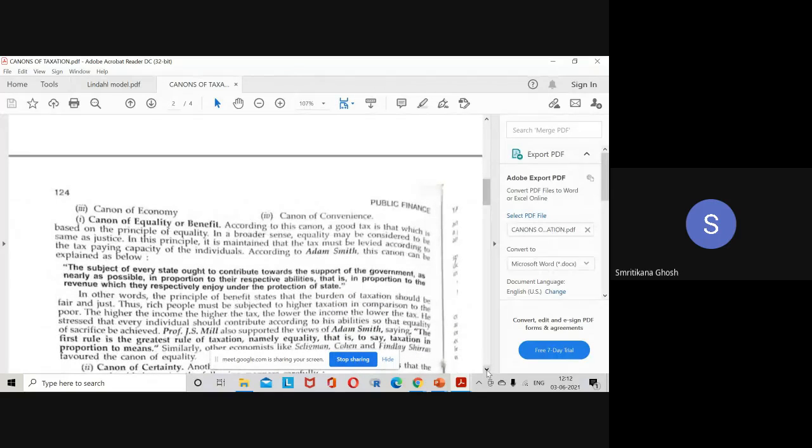The first one is the canon of equality. Equality means, look, equality doesn't mean that everyone should have 100 rupees income at the end of each day, whether someone is more productive or not at all productive, everyone gets 100. No, this is not equality. Equality means the wealth of the economy should be distributed according to justice. Okay, this is very important.